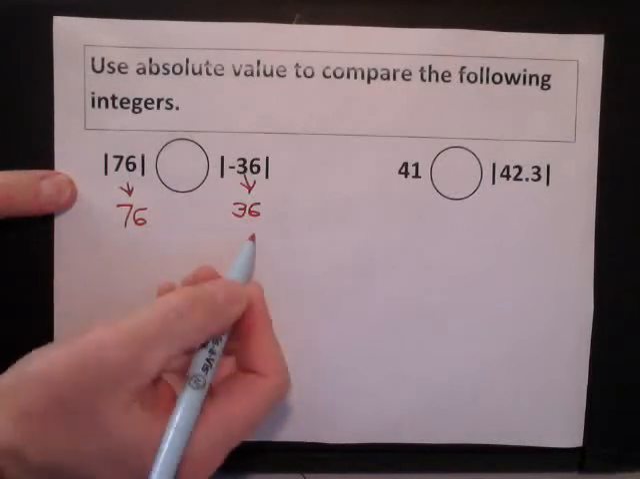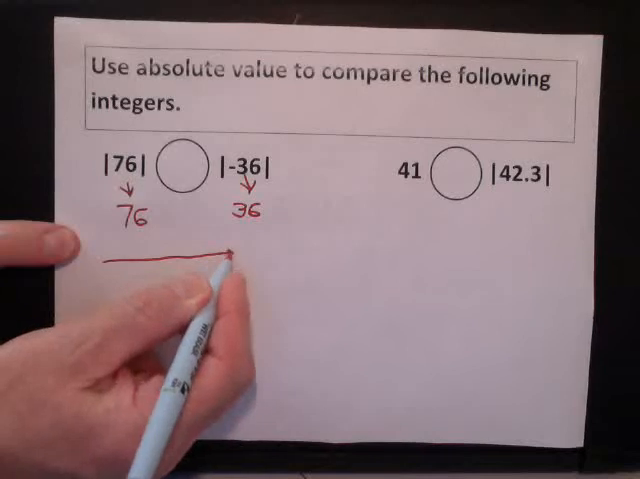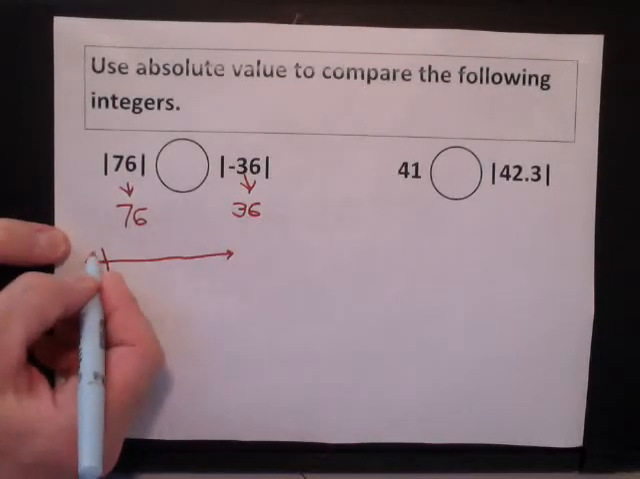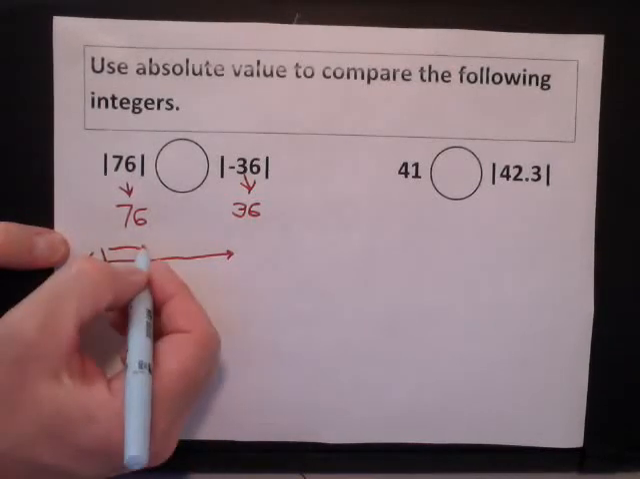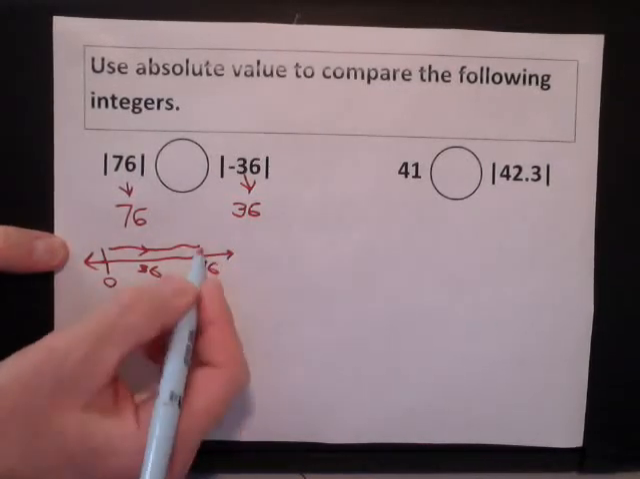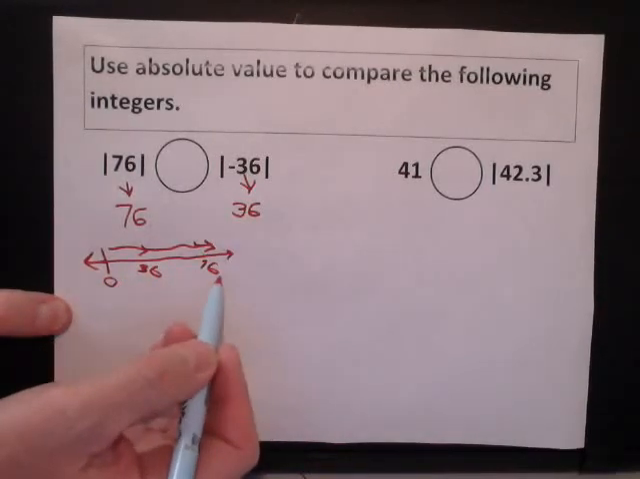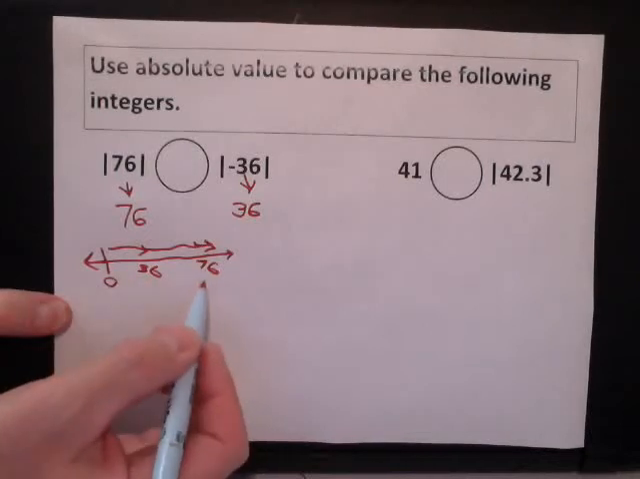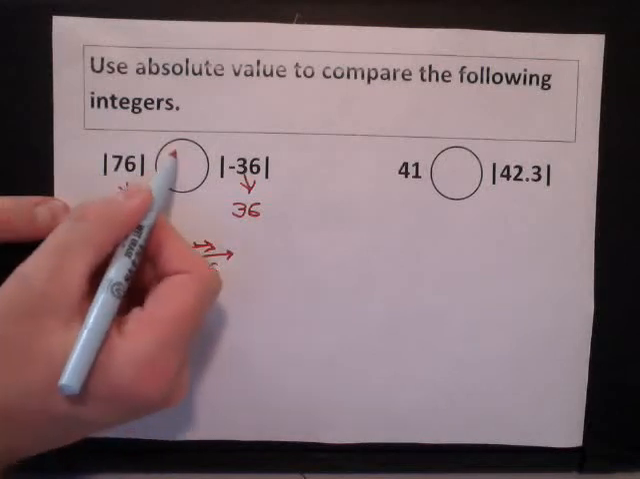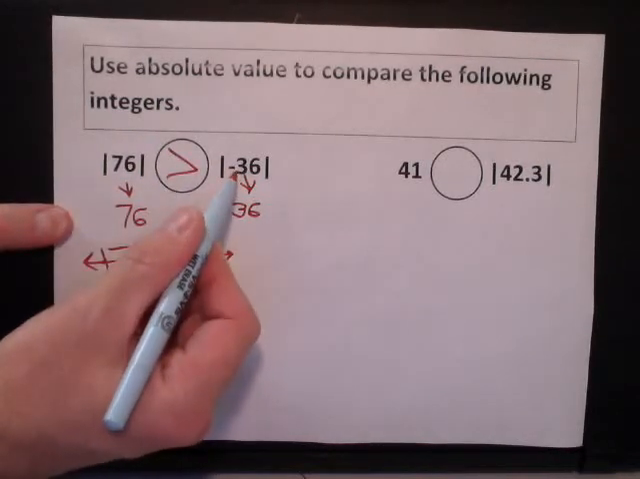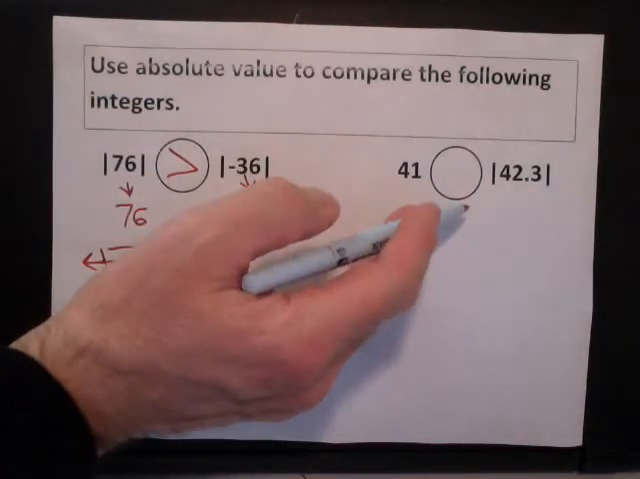Now, these are both positive numbers now, and if you picture them on a number line, like so, starting at 0, obviously 36 is what you will reach first, and then 76 you will reach last. On the number line, going further right from 0 is the greater number. So in this case, 76 is greater, so the absolute value of 76 is greater than the absolute value of negative 36. Okay?